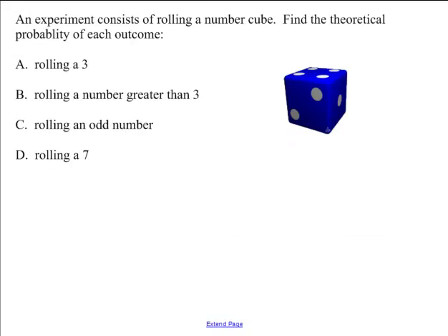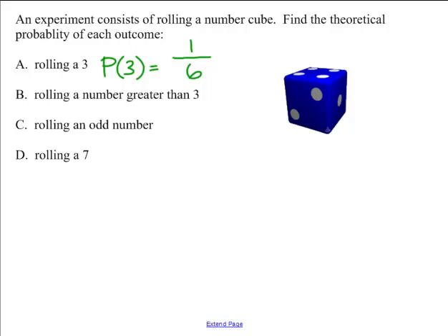So let's do an example or two. An experiment consists of rolling a number cube. Find the theoretical probability of each outcome. So the first one is the probability of rolling a 3. So on a 6-sided dice, there's only one 3 on there, divided by the total number, which is 6. So there's a 1/6 theoretical probability of rolling a 3.